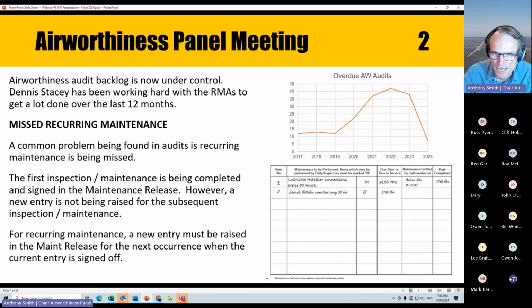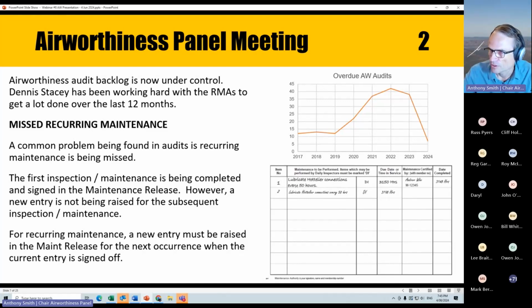So in my example page on the right-hand side of the maintenance release here, you'll see there's an entry to lubricate the hotelier connections every 50 hours as item 1. It was due at 3,150 hours. It's been signed out, and it was completed when the aircraft had rolled over 3,148. And it appears a lot of clubs are making the mistake of then not entering a new line at item 2, which would again be lubricate the hotelier connections.